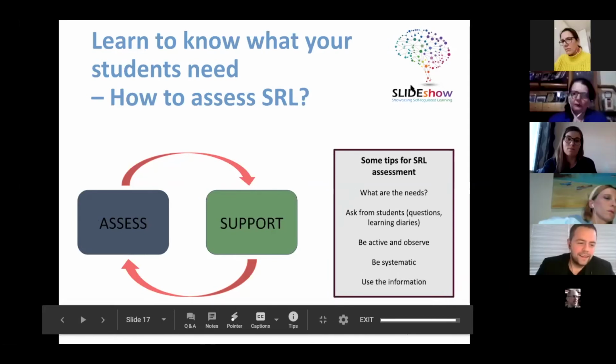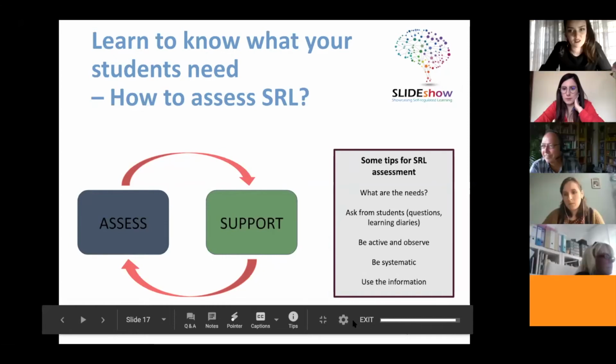Yes, then Marika Vande asks whether sometimes a teacher has more than 200 students. So are there any tools to facilitate the coaching process?